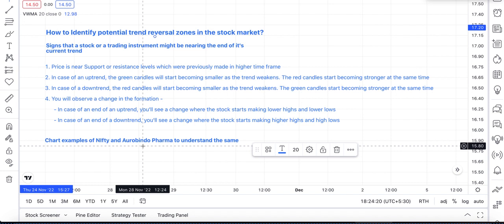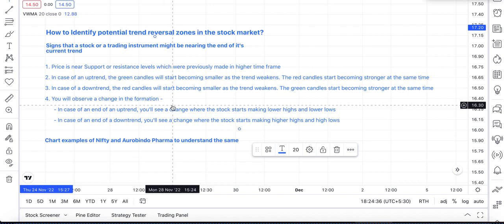So now coming back to the last point on how you can identify a reversal zone. The last point being you have to wait for a change in the formation. What we mean by a change in formation is very simple: if you are tracking a stock in an uptrend, then you have to wait for the stock to start making lower highs and lower lows.